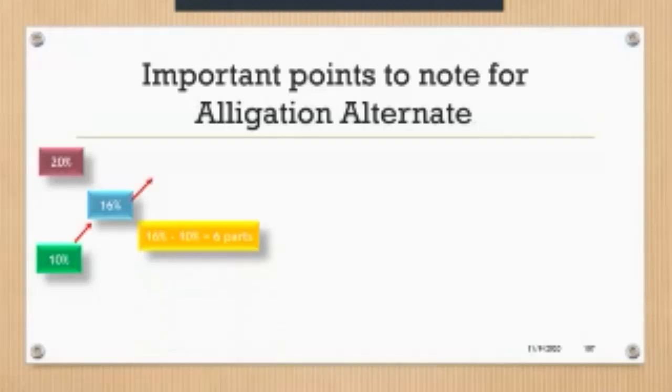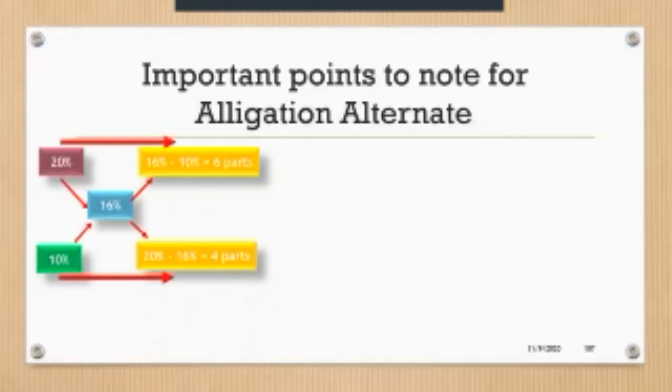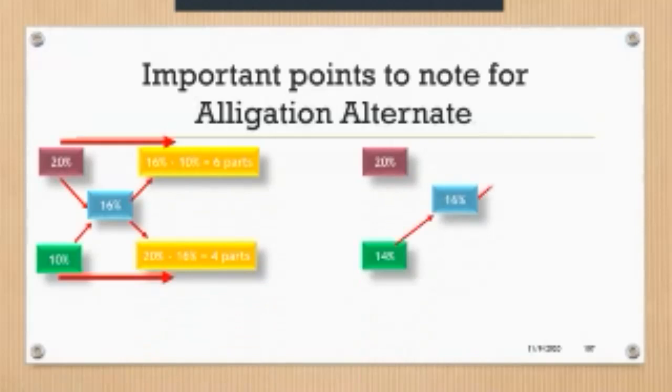We do our diagonal procedure. And here we will recognize that we need 6 parts of the 20% and 4 parts of the 10. What's left? We have the 14% ointment. Again, we need 16. We need to use the 20% and the 14. So notice that we are using one concentration that is greater than the 16 and one concentration that is less than the 16.